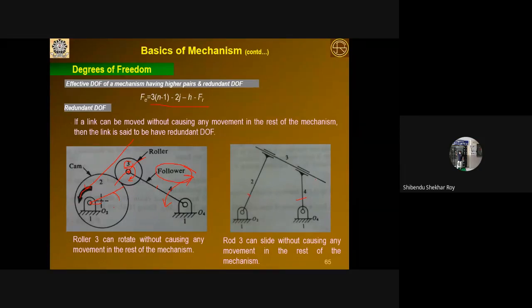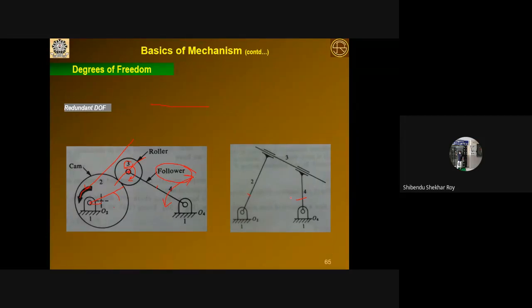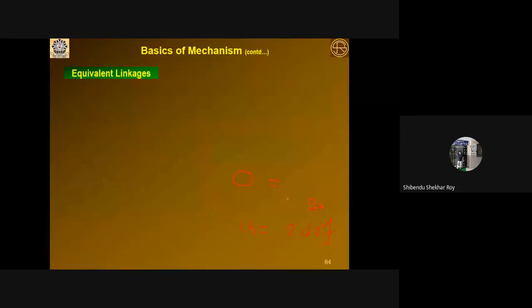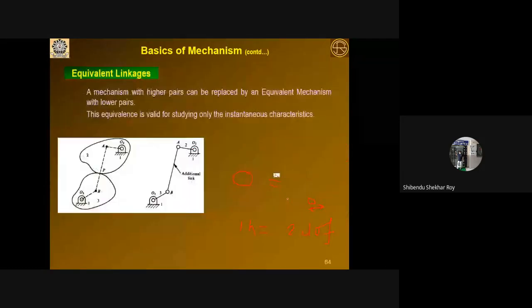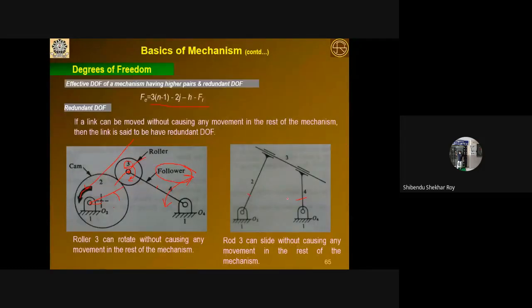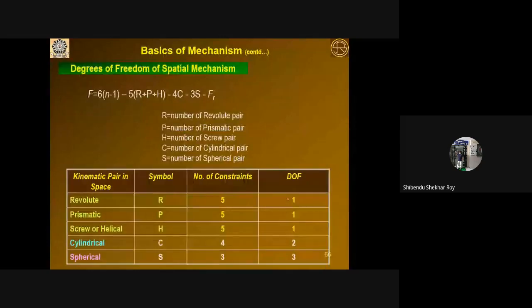So that means this also has redundancy, or redundant degrees of freedom. If you find any such redundancy in your mechanism, the number of such redundant degrees of freedom has to be subtracted from your previous equation, that means the Kutzbach equation, to get the effective degrees of freedom of the mechanism.